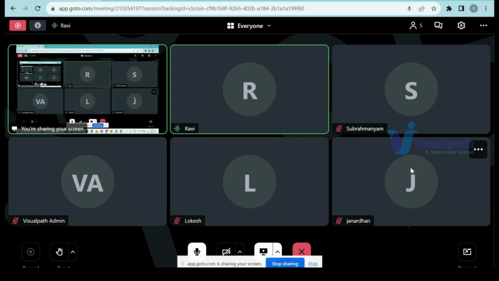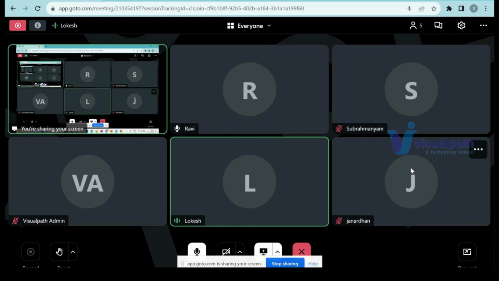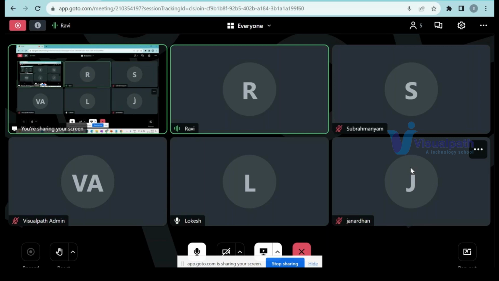So we have two levels: one is associate, and the other is professional. If you go for associate, it means basic knowledge. Professional means your expectations will be very high. They will think that you know everything, and if something happens, you will come and fix everything. So for that you need real-time experience, at least 3 to 4 years.